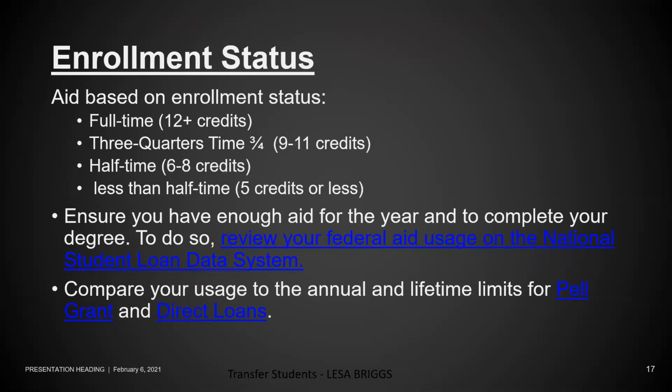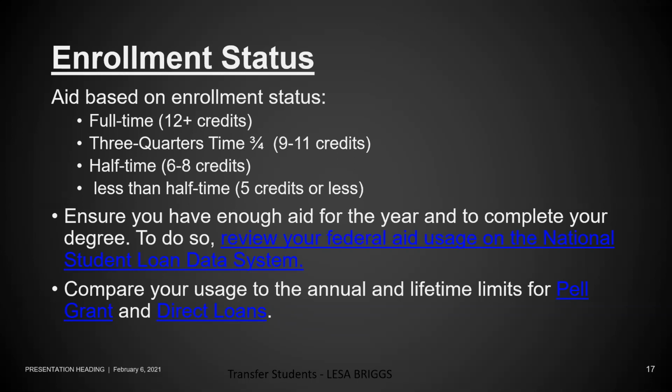Enrollment status. Aid is based on your enrollment status. It's something you may already be aware of, but I just want to make sure. A full-time student at CU Denver is 12 credits or more. A three-quarter time student is between 9 and 11 credits. A half-time student is between 6 and 8 credits. You're less than half-time if you're at 5 credits or below.